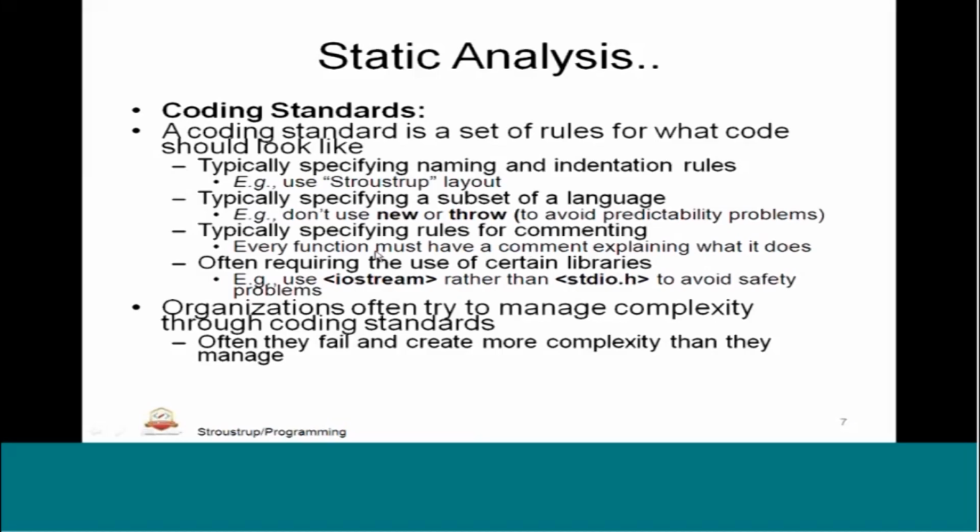Typically, specifying rules for commenting, how we should be commenting. Every function must have a comment explaining what it does. We know that there should be a proper description and comment for that function. Also the lines that are within the function, the programmatic lines, often requiring the use of certain libraries. That means iostream, stdio, printf, all this will be used. So to avoid safety issues, we have to use it appropriately. So we need to follow the rules.